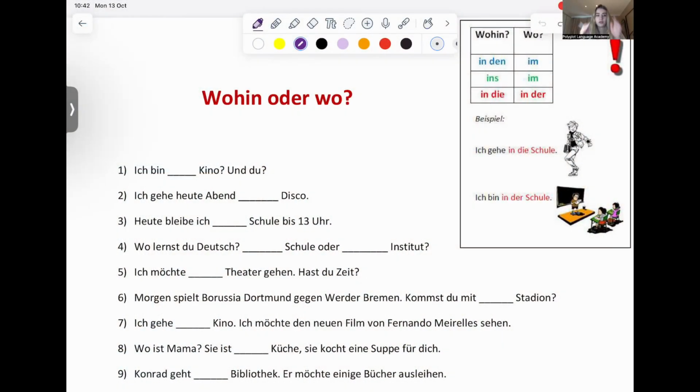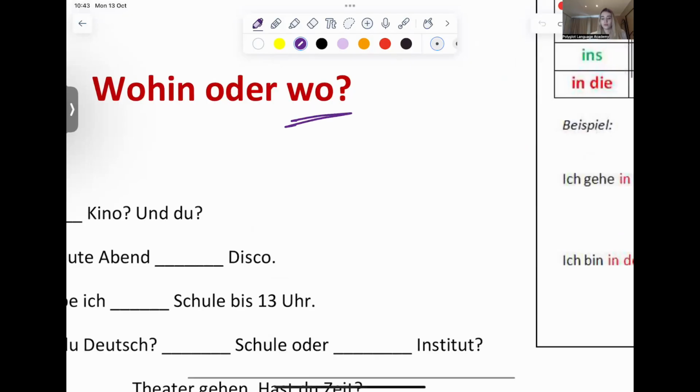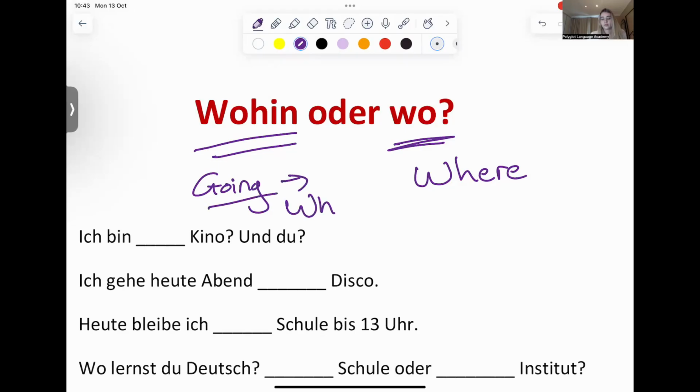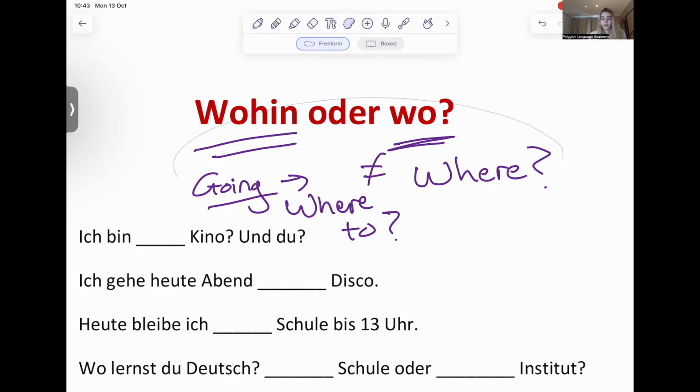Okay, so here we have the worksheet. Where or where to? So in German, basically, if you want to say you're at a certain place, wo, which is where, it's different to when you're saying you're going somewhere, where to. Okay, so these two are not the same.